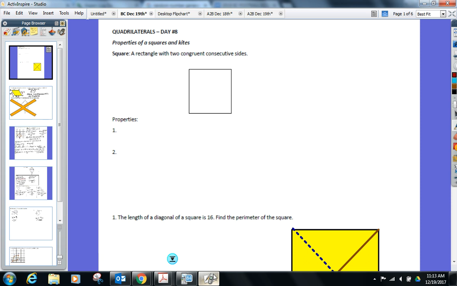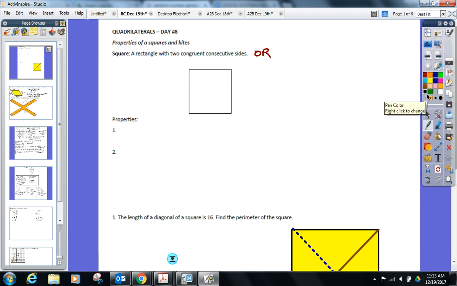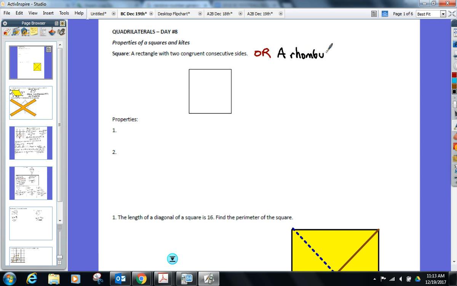It's a rectangle with two congruent consecutive sides. We're going to put an "or" in there right now. And I want to see if you guys can finish this sentence. Or it's a rhombus with what? How many do I need, Will? I already need one. Yep, a rhombus with one right angle.